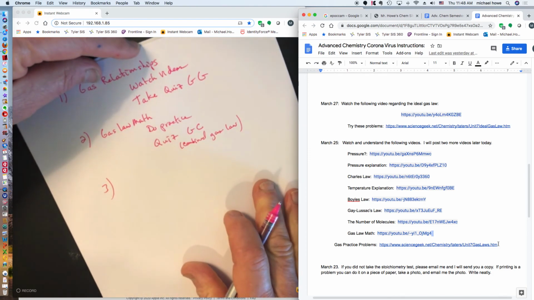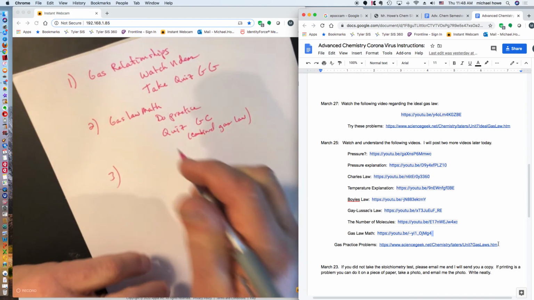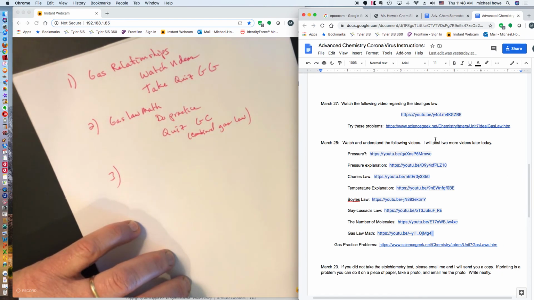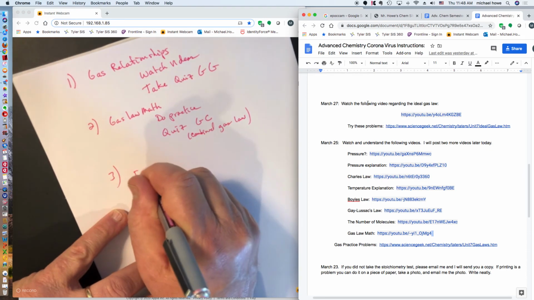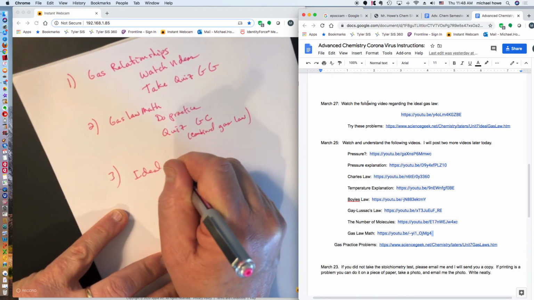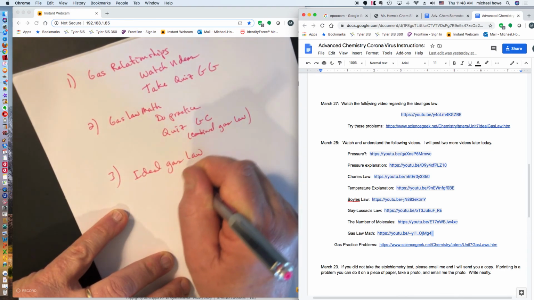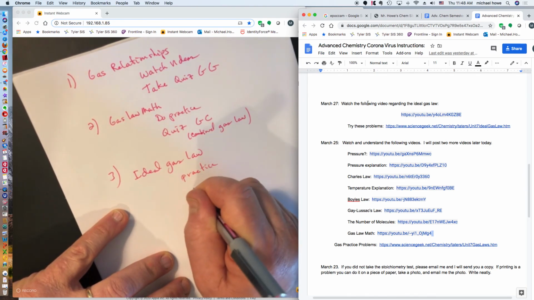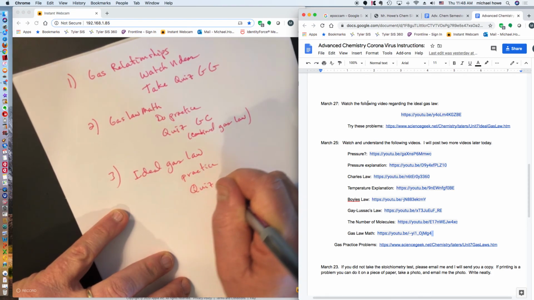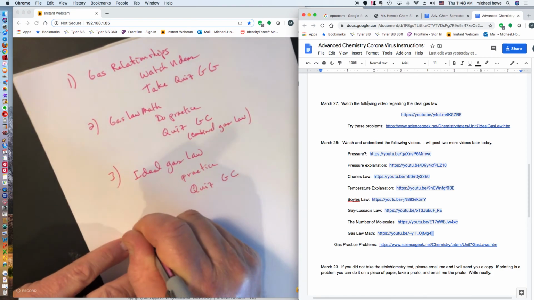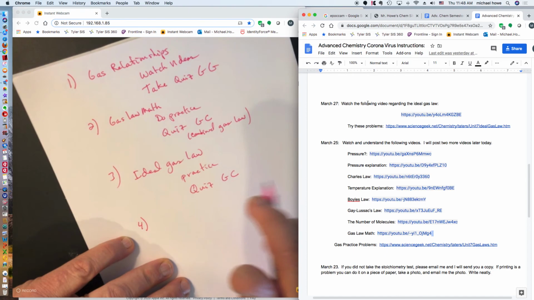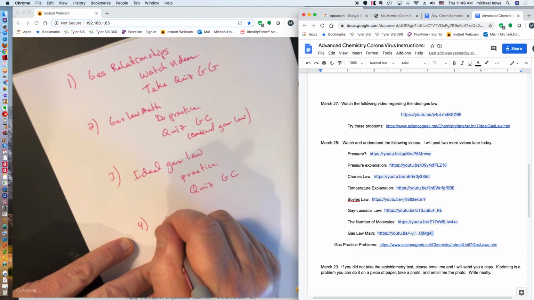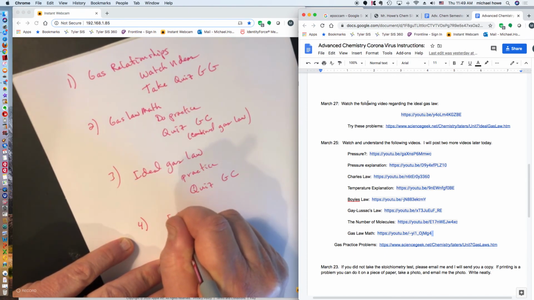Third thing we did is something called the ideal gas law. That's right here, ideal gas law, on March 27th. And once again, you practice, and then the quiz was on Google Classroom. Fourth thing we did was really two things. We had ideal gas law variations.